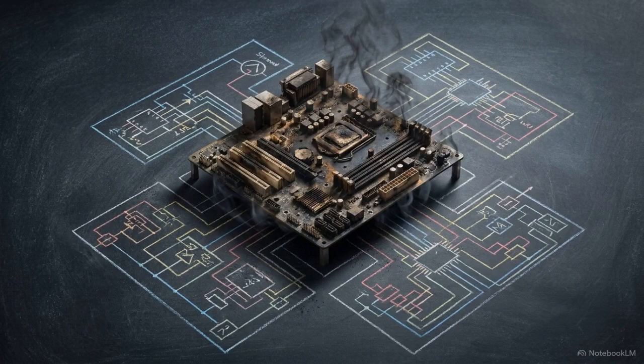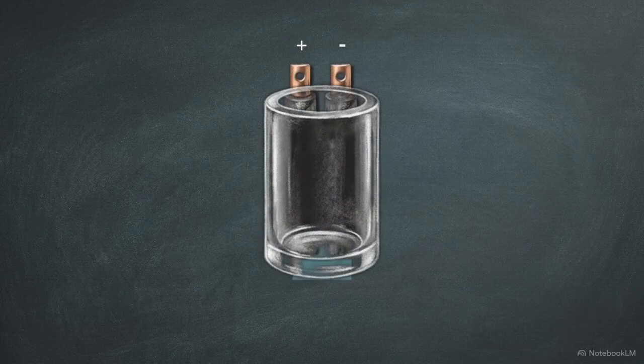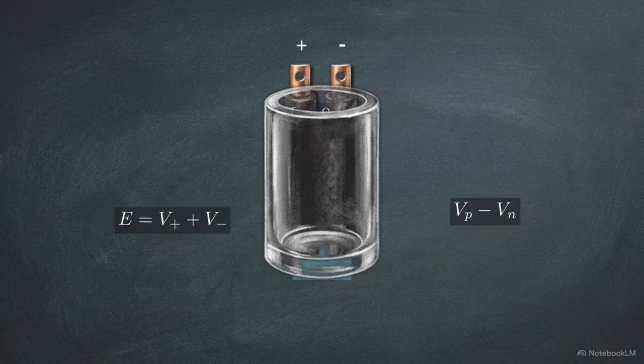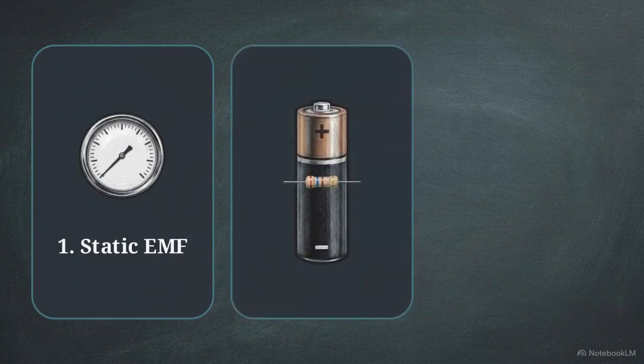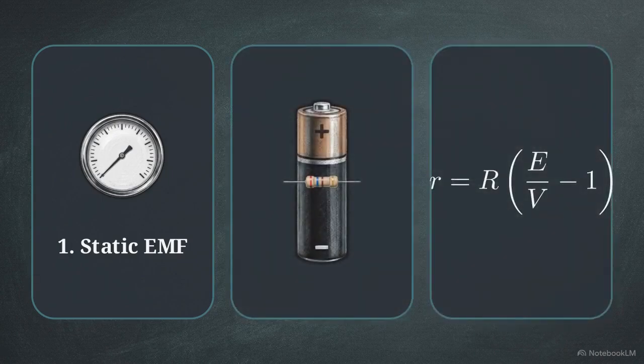To understand why circuits fail in the field, we have to discard the ideal battery model entirely. We are going to build a complete mathematical model of a physical cell from first principles. We will do this in 3 steps. First, we define static electromotive force. Second, we map the dynamic internal resistance during operation. Finally, we will derive the algebraic formulas required to calculate these hidden internal variables.